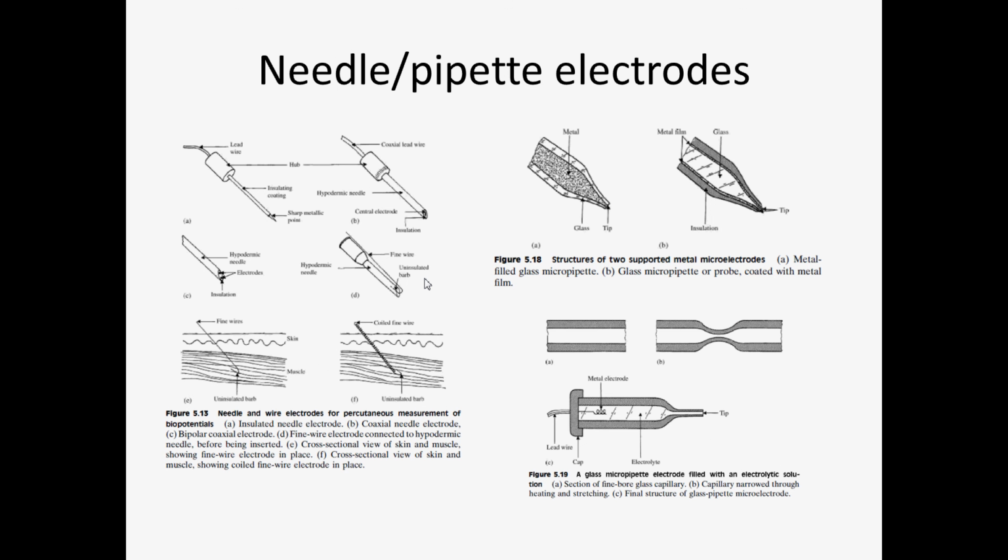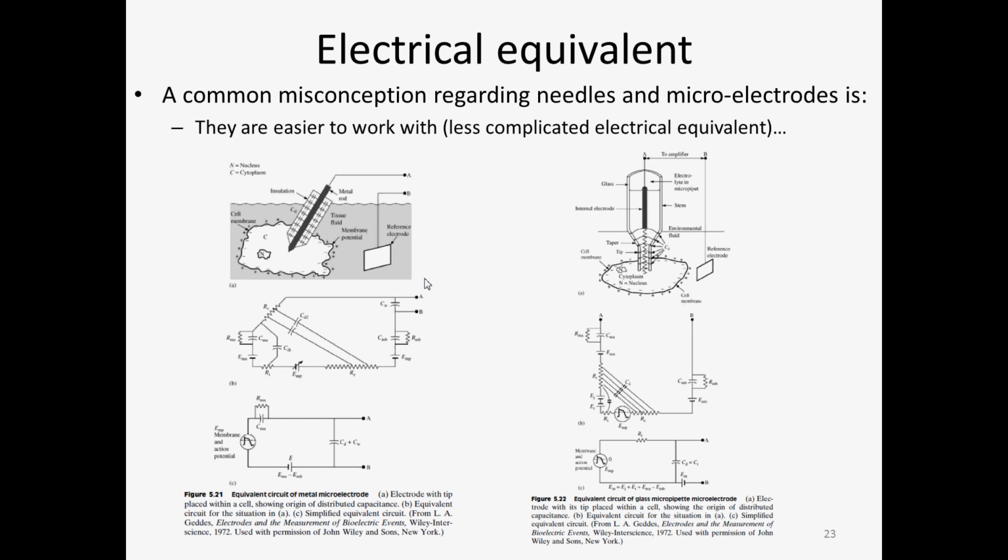Obviously, if you do some probing, particularly of cells, you're going to use needle and pipette electrodes. Pipette and needle electrodes could be either glass or metal. Doesn't really matter which kind they are. They all have an equivalent circuit, and this might come as a surprise for some electrophysiologists.